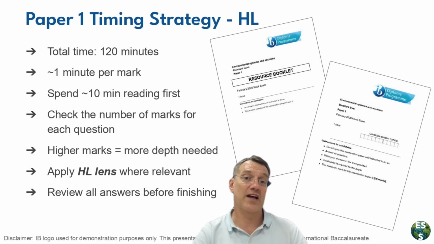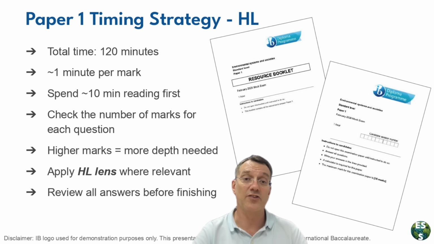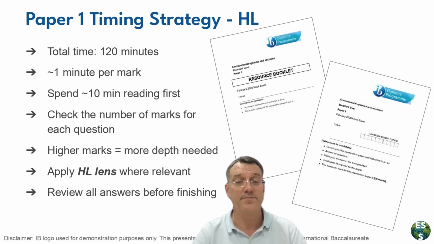For higher level students, you've got 120 minutes to earn 70 marks. And so again, you're going to use roughly 1 minute per mark. The same reading strategy applies. Spend the first 10 minutes of the exam going through the resource booklet. The main difference at HL is that higher mark questions are going to require more developed responses. So when you see a question worth 5 or 6 marks, you need to plan a structured answer that's going to include multiple points, and you need to support those points with case study data. This is also where the HL lenses can add real depth to your responses. And that's going to bring us to the next slide.